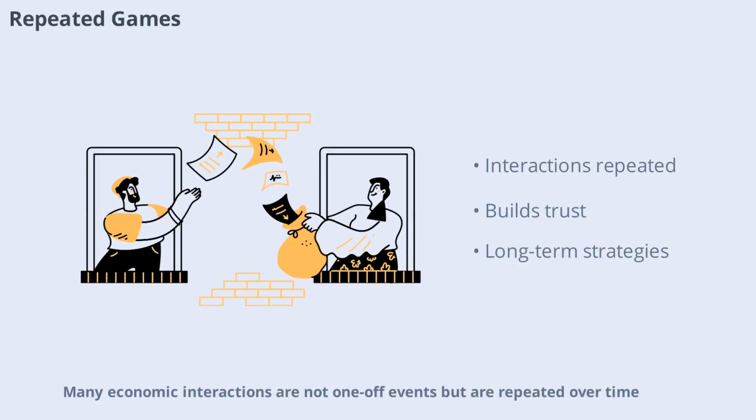Many economic interactions are not one-off events but are repeated over time. In repeated games, players encounter the same situation multiple times, allowing them to build trust, punish cheaters, or develop long-term strategies. This is important in business relationships, trade agreements, and even international diplomacy. Game theory helps analyze how repeated interactions can lead to cooperation or persistent competition.